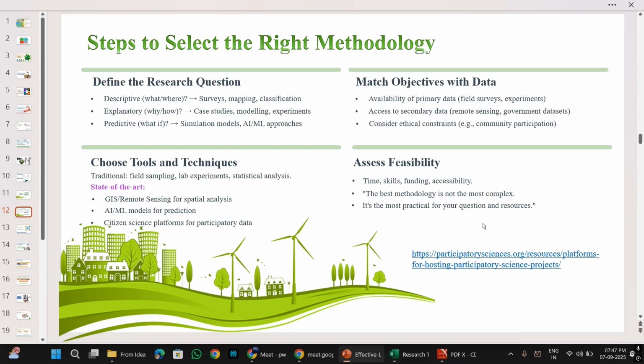So you have to identify a platform which is dedicated to the kind of data that you are in need of. That's the only question, where do I find? And once you have the data, you can use it. Besides that, you also have to assess the feasibility, whether you have the time to take up the kind of methodology and the tools and techniques that you have selected or not, whether you already have the skills. If you don't have the skills, where do you get the skills from?